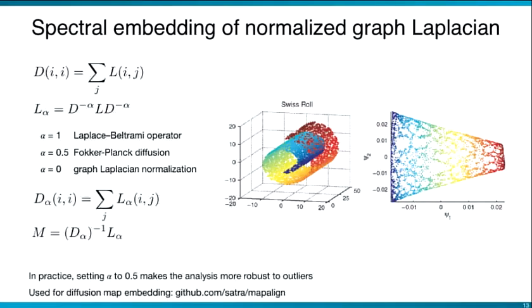In practice, setting the alpha value here, the normalization value, the exponent, to 0.5 makes this more robust to outliers, and this is what we've been doing in my group with diffusion map embedding. The code link for that is presented at the bottom. It's also available at the end.